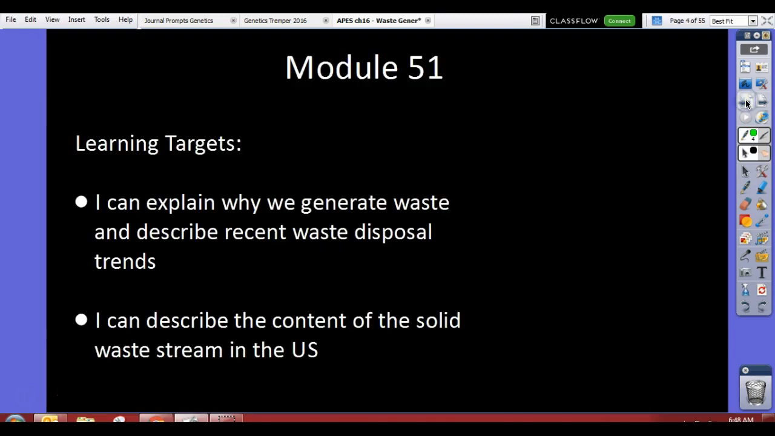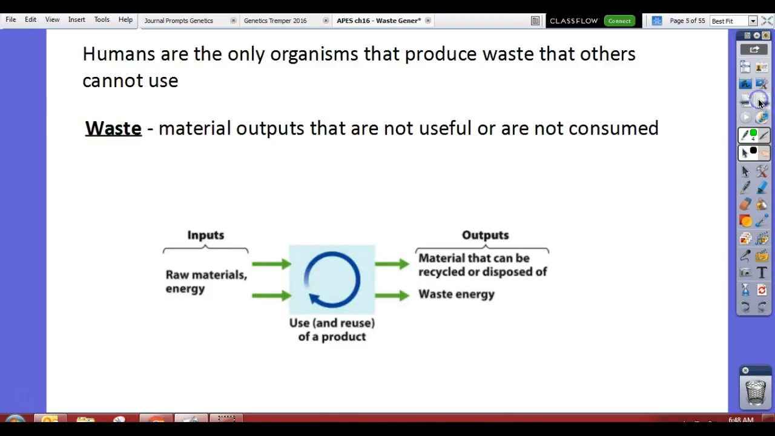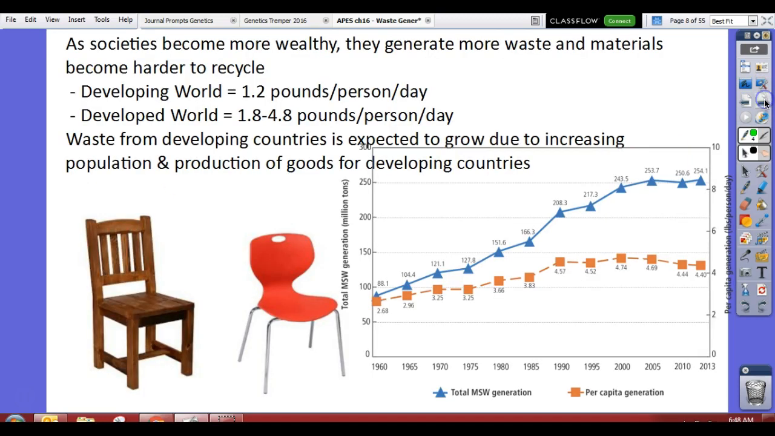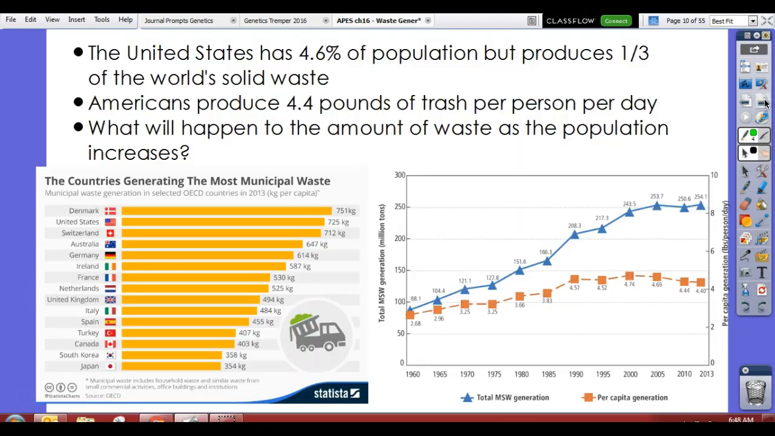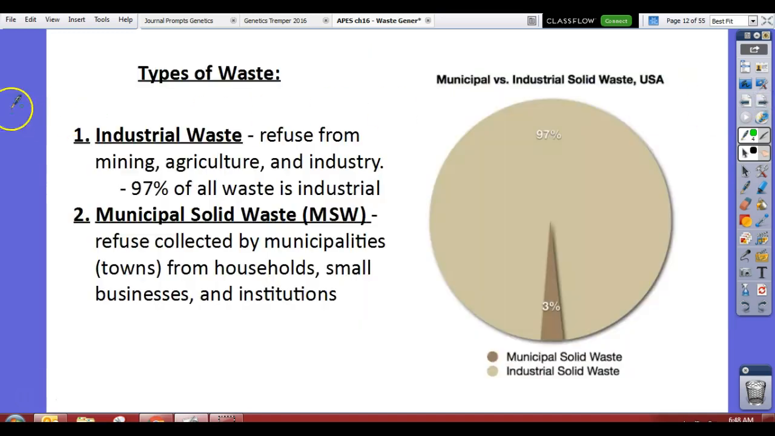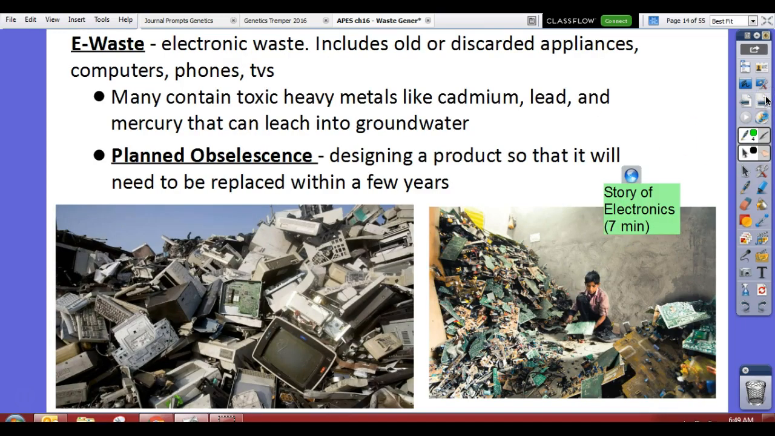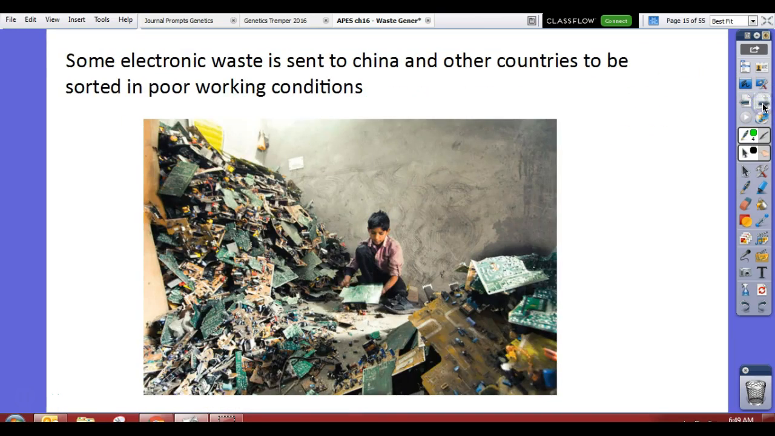Okay, so we talked about waste. We talked about the fact that developed countries like the U.S. create more waste. We also talked about how, as the population continues to grow, the amount of waste is going to continue to grow. We talked about types of waste. Most of our waste is industrial, 97%. 3% is municipal solid waste. Of our municipal solid waste from homes, households and towns, the majority of it is paper. We talked about e-waste and how it can contain harmful toxins like cadmium, mercury, and lead.